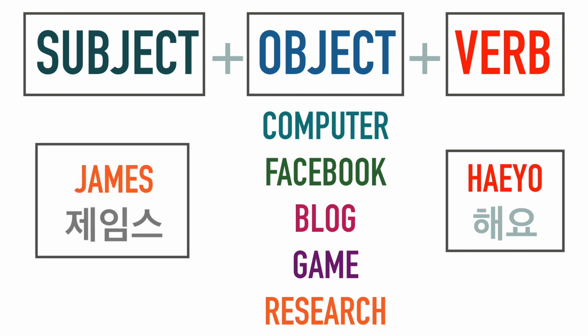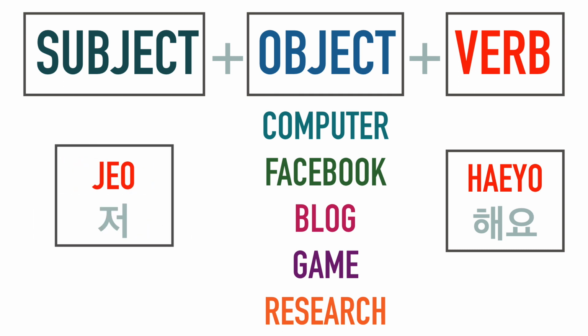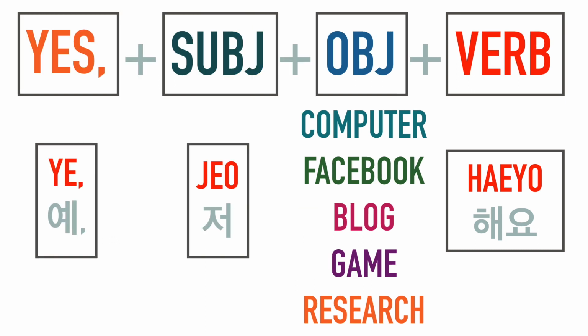Lastly, we also learned how to say yes. In Korean, there were two ways to say yes. 예 or 네. I know that one sounds like yeah, the other one sounds like no, but they both mean yes. So please remember this so that you don't get confused when you hear them.